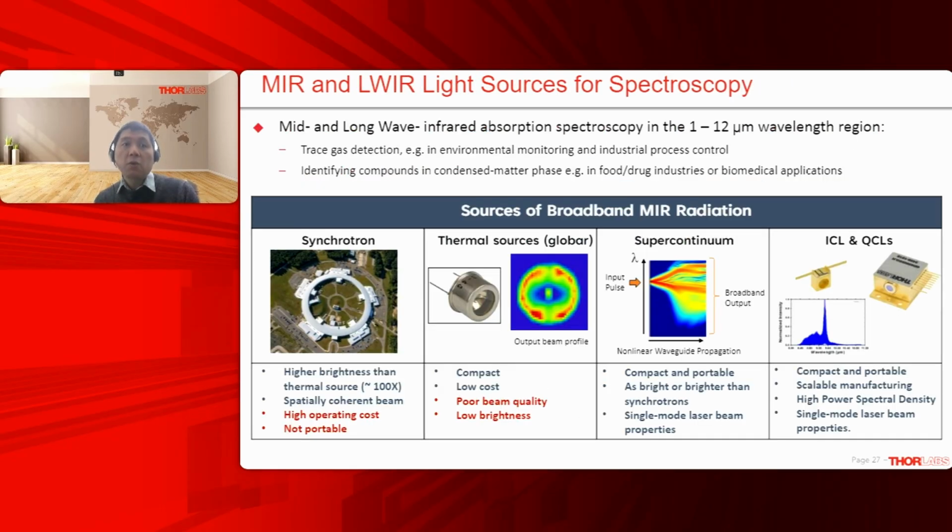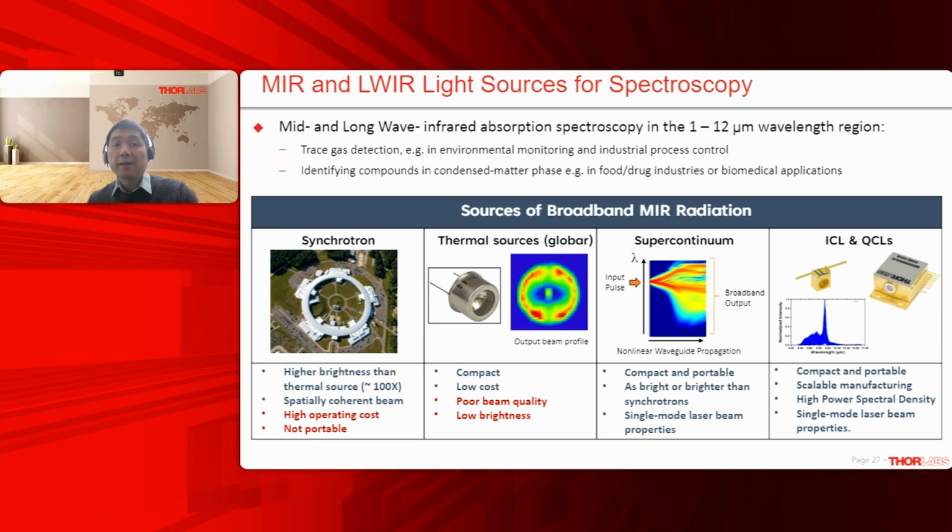So as pointed out by Sergey, mid-infrared and long-wavelength IR are very important wavelength ranges for spectroscopy. He showed that in this region, there are a few different types of light sources. Besides the difference in brightness, there are also some other key differences between them. Thermal sources like globars are commonly used. They are very inexpensive, but they're very low in brightness and have very poor beam quality.